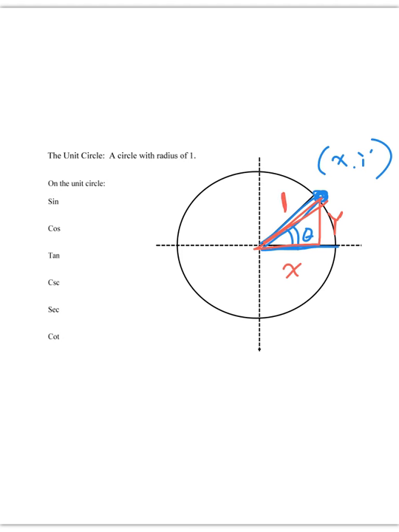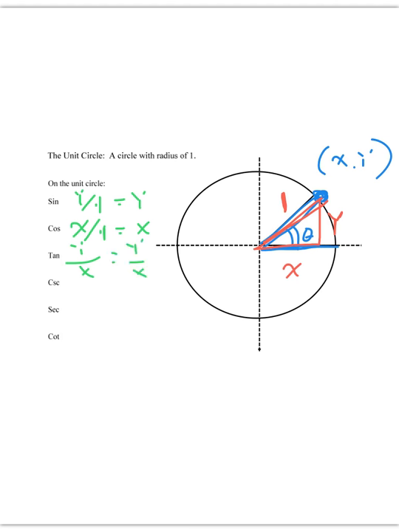So therefore, sine, which is opposite over hypotenuse, is the opposite, y, over 1, which equals y. So sine is always the y. Cosine is going to be the adjacent, x, over the hypotenuse, 1, which is x. And tangent is going to be sine over cosine, or y over x.